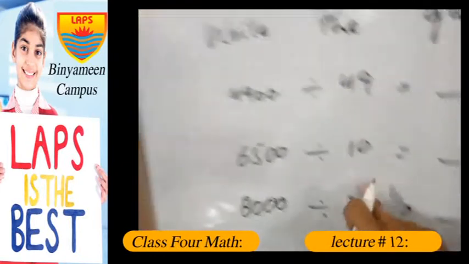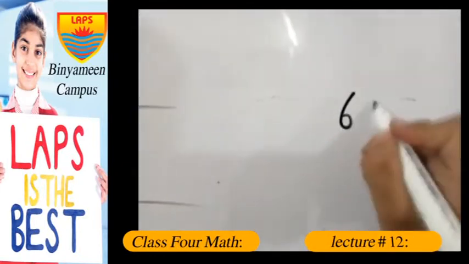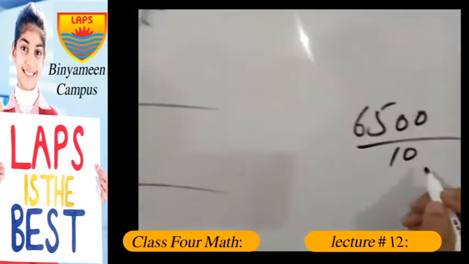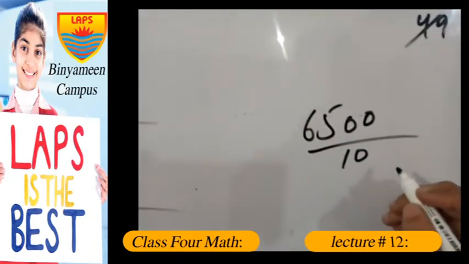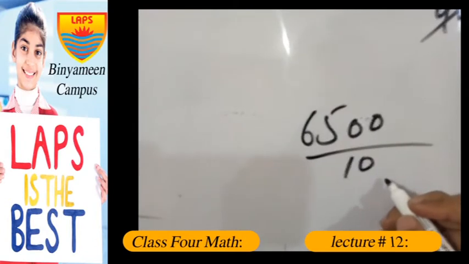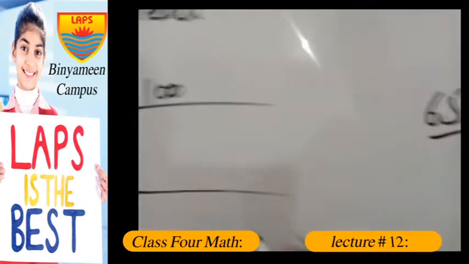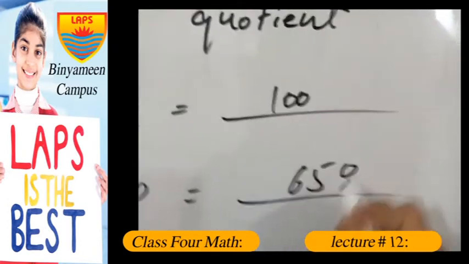And for this one, it's pretty easy. We can write 6500 divided by 10. We can cut 0 by 0, and we can get 650 as an answer.